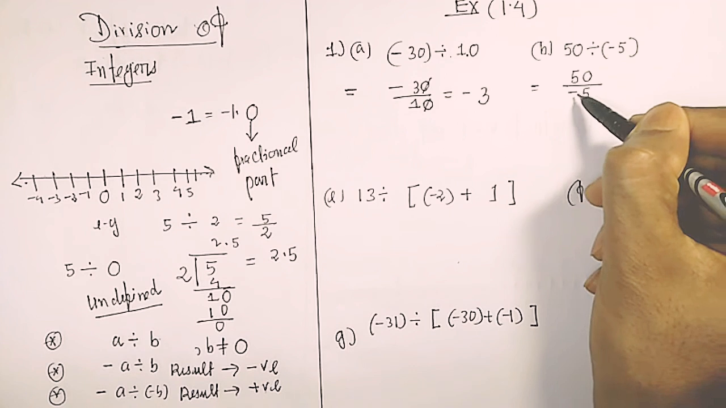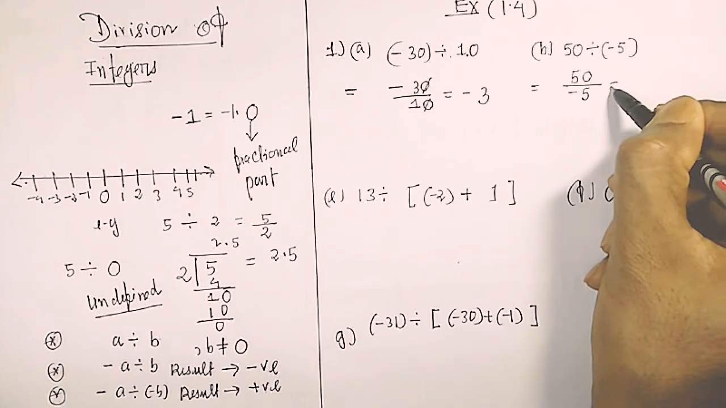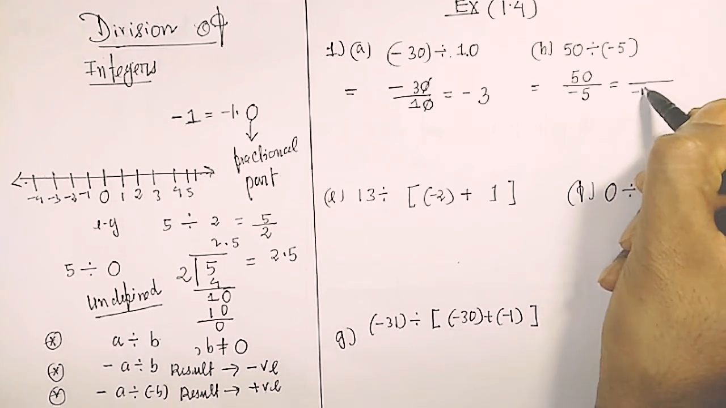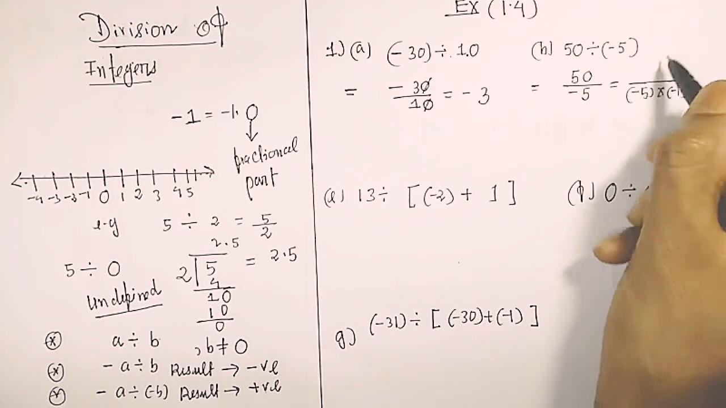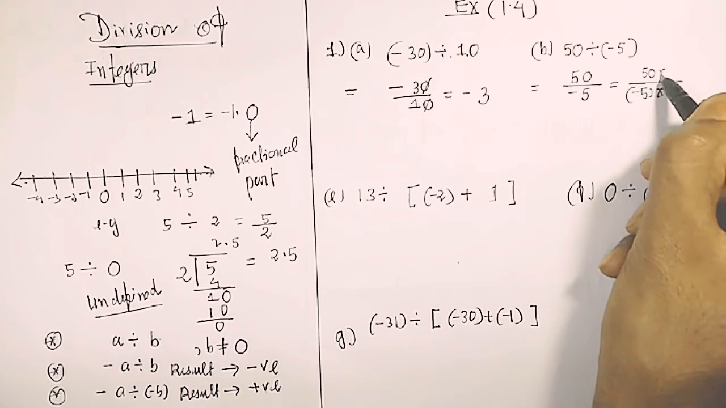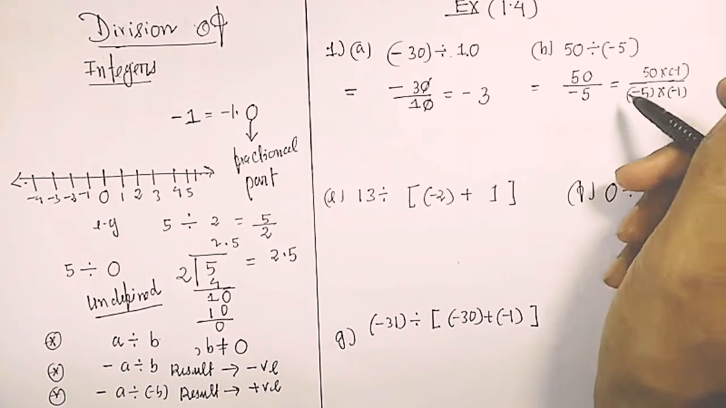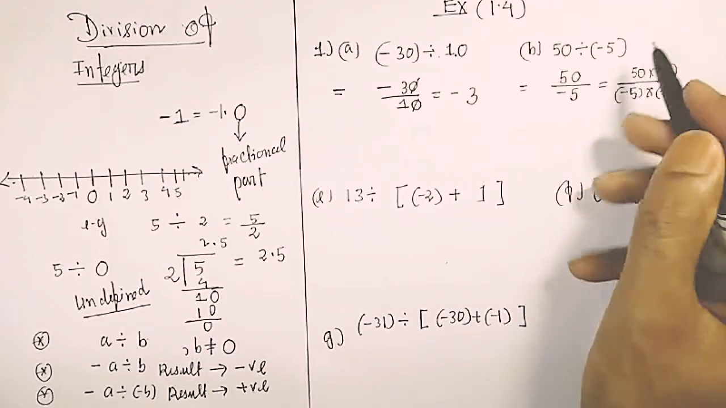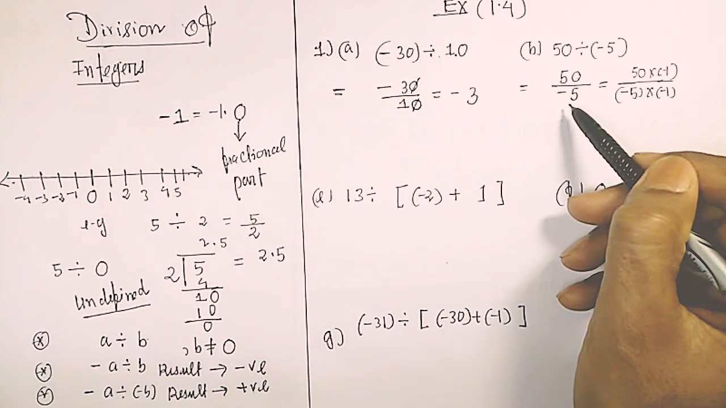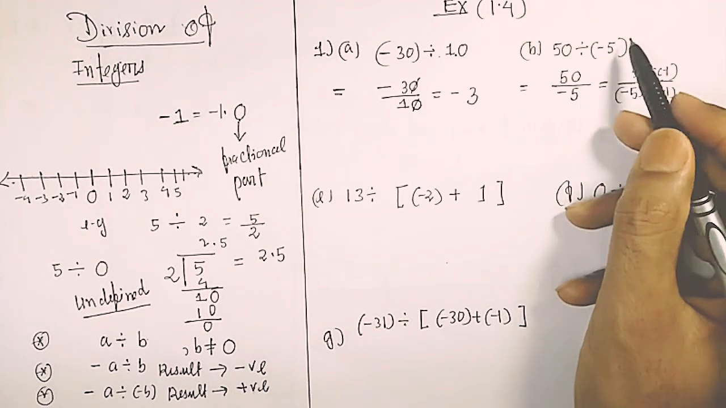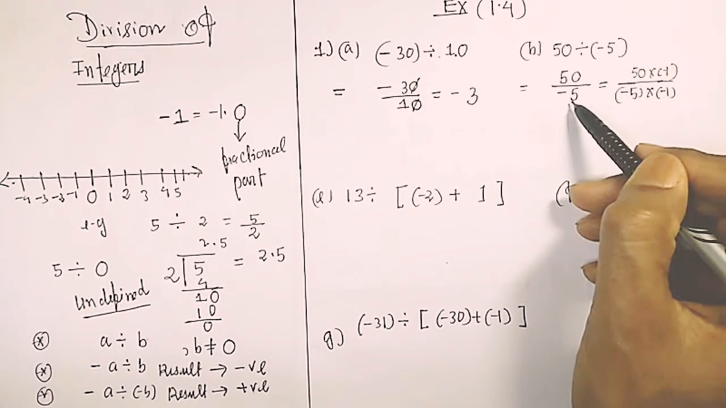So we should remove this minus sign from the denominator. So what is the rule? Simply multiplying minus 1 in the denominator as well as in the numerator. This is one of the important questions you should remember: when you see a negative integer in the denominator, that means when the divisor is a negative integer, we should remove the negative sign first.